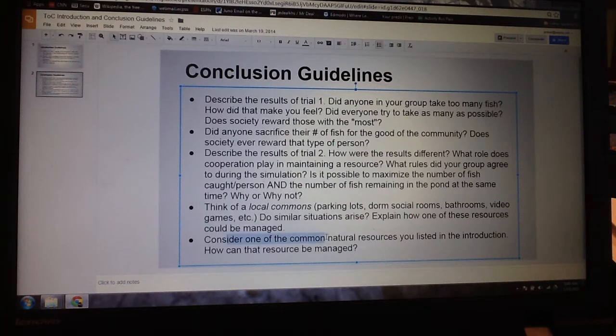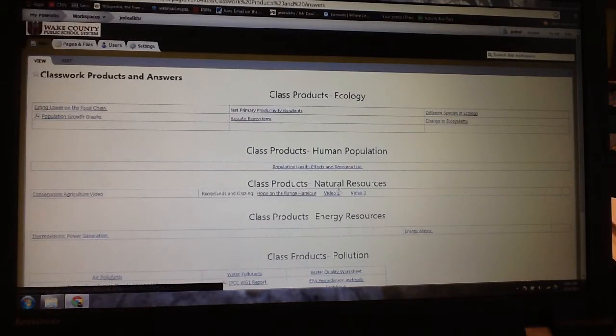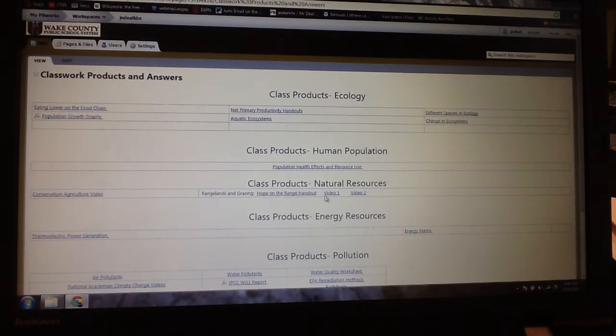Then finally, do the same thing for real life. In our introduction, we talked about things like overfishing or grazing land or logging as natural resources that could suffer the tragedy of the commons. What management plans could be used for those? Keep in mind, in class yesterday we watched the rangelands video where they talked about how to manage ranges, and if you go to PB Works and go to class products, you can use these resources right here where it says natural resources, and there it is, rangelands and grazing. Those are resources for you to use.